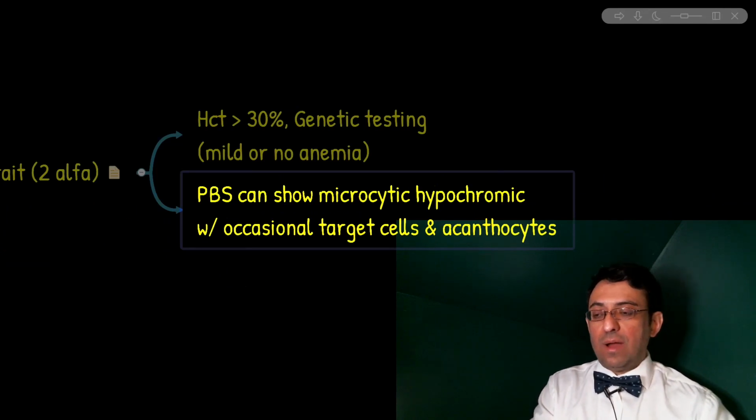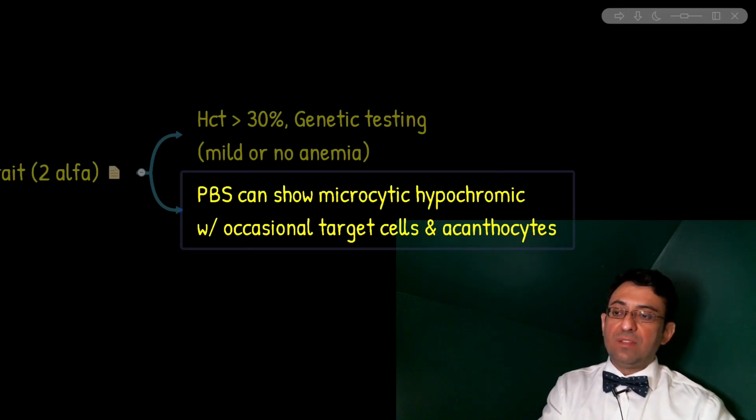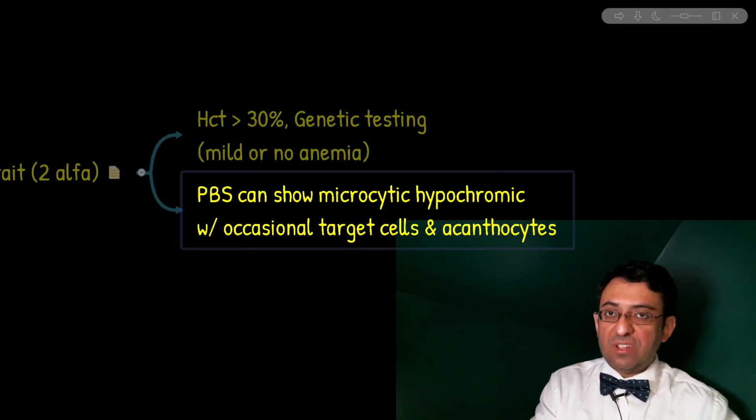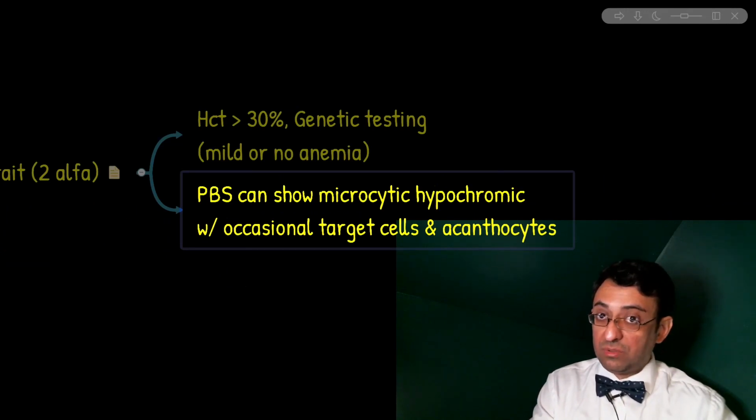PBS shows, as I mentioned, microcytic hypochromic anemia with possible target cells and especially acanthocytes that are seen in alpha thalassemias. Now, if you are asked what is the best test to confirm the diagnosis here, this is the occasion that we need to order genetic testing. Once more, what's the most important differential diagnosis of alpha thalassemia minor? Sideroblastic anemia, because this is the one with normal hemoglobin electrophoresis.